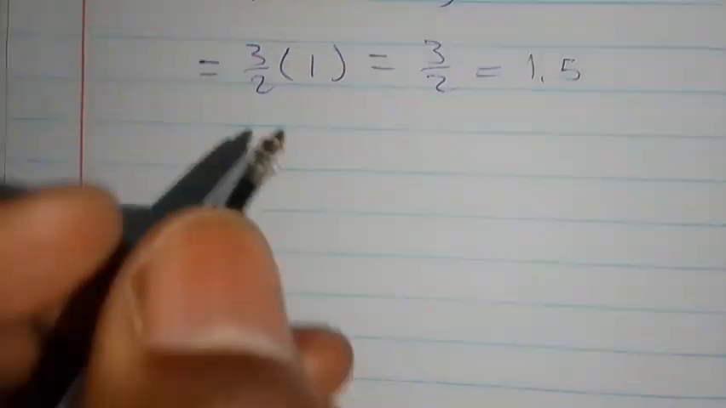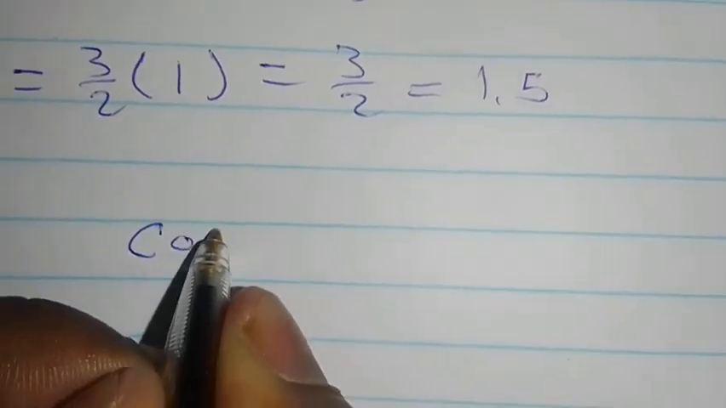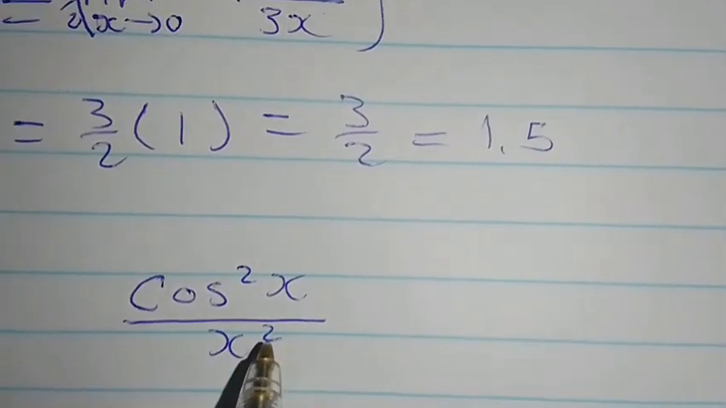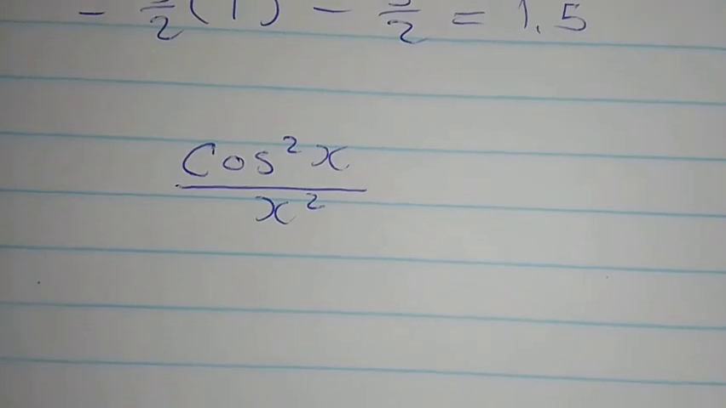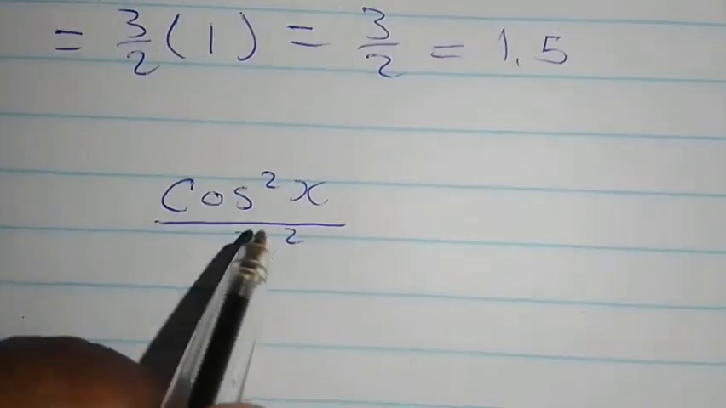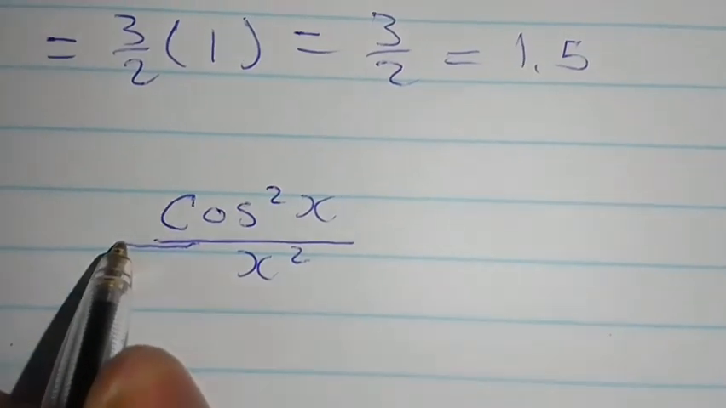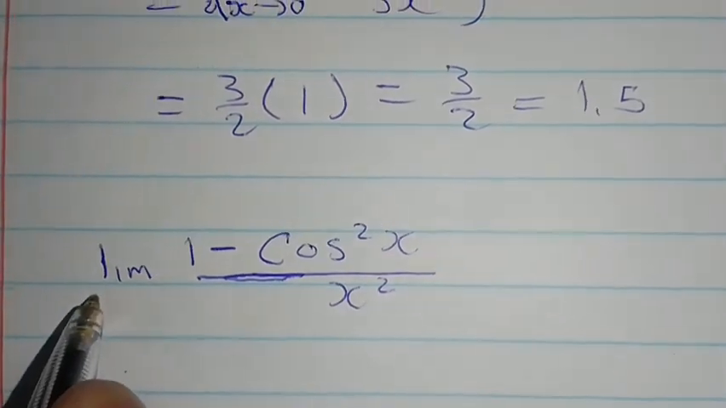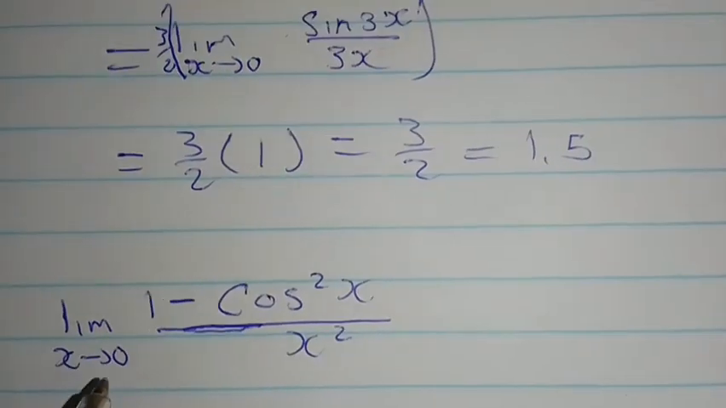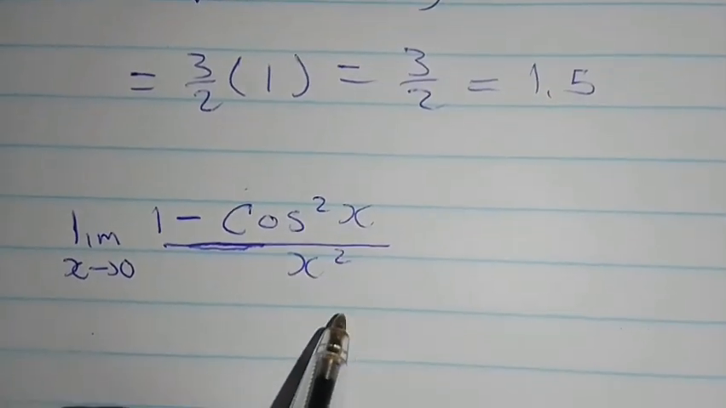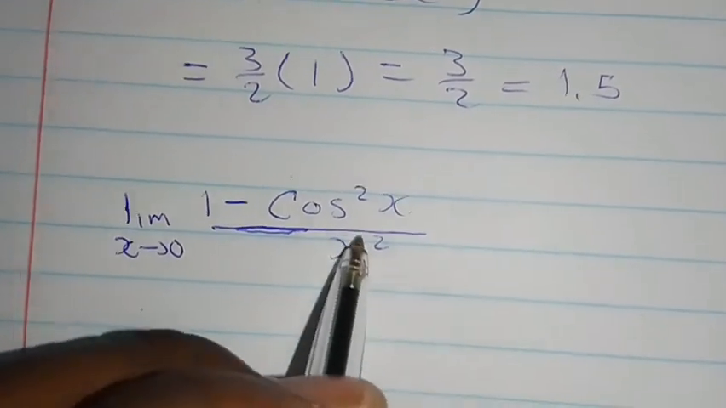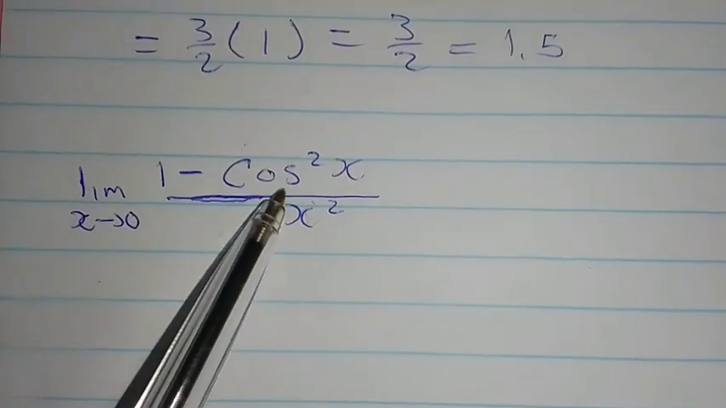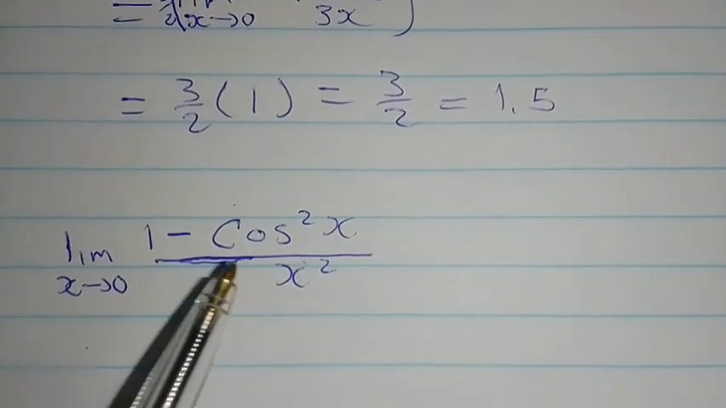Now, what about the limit when x goes to 0 of 1 minus cos square x divided by x squared? So how can we evaluate this limit?